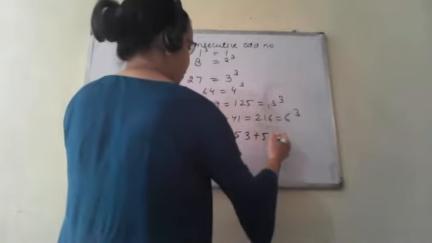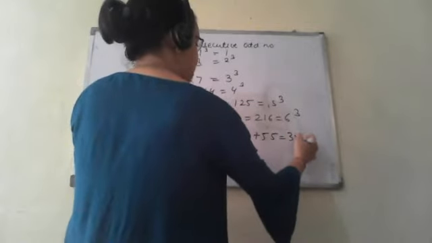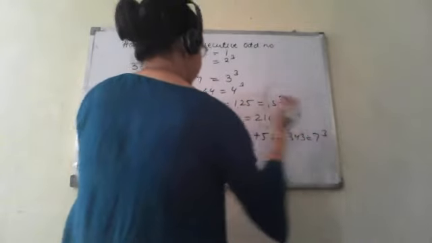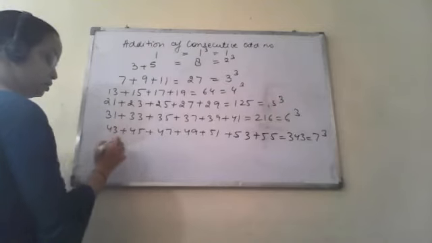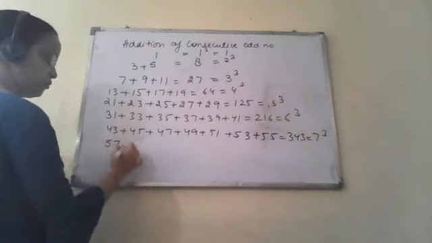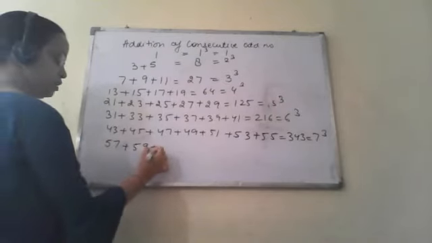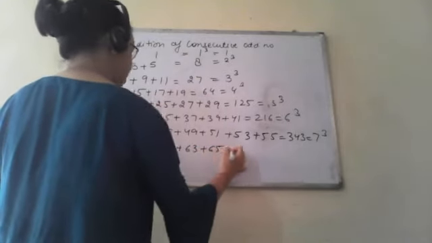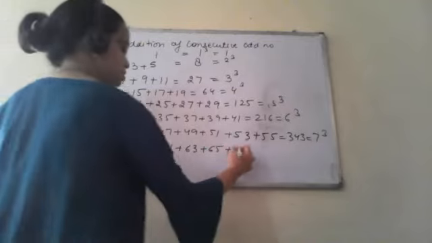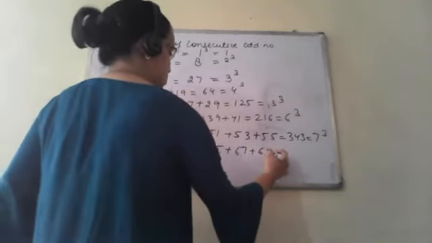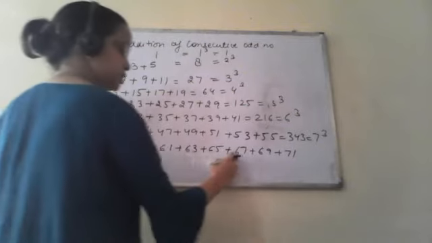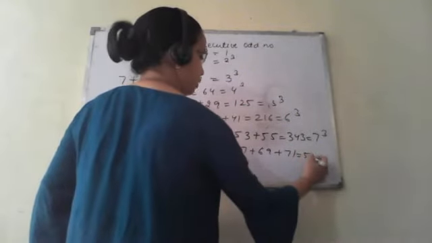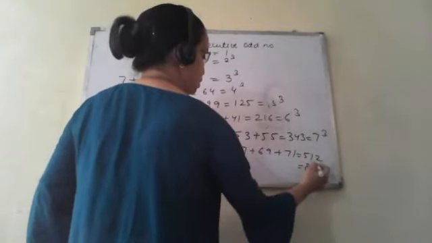Plus 55, it will be 343, which is a cube of 7. Now the next numbers will be 57, 59, 61, 63, 65, 67, 69 plus 71. So these are 1, 2, 3, 4, 5, 6, 7, 8 odd numbers, and the sum will be 512, and it will be equal to 8 cube.